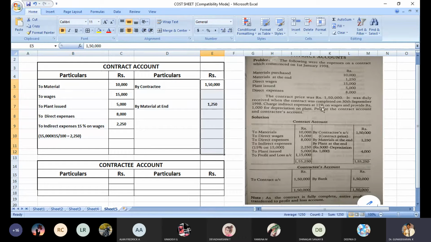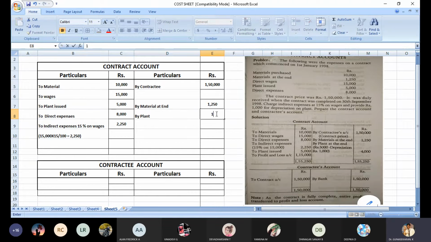Okay, next sentence is available. Next, continue: and provide rupees 1,000 for depreciation on plant. So already the plant issued value 5,000 is given. So 1,000 rupees is also included as plant depreciation. So that amount is also reduced or decreased from the plant value. Okay. At the same time, by plant.